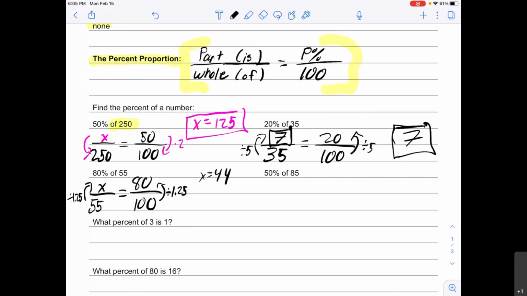So the first thing I want you to do, and this is the first problem that you're being asked to do for your percent proportion check, I would like you to find 50% of 85 using the percent proportion, just like I've done here. So your first check is this next problem, 50% of 85, and that will be the answer for question 1 in your check for this video.